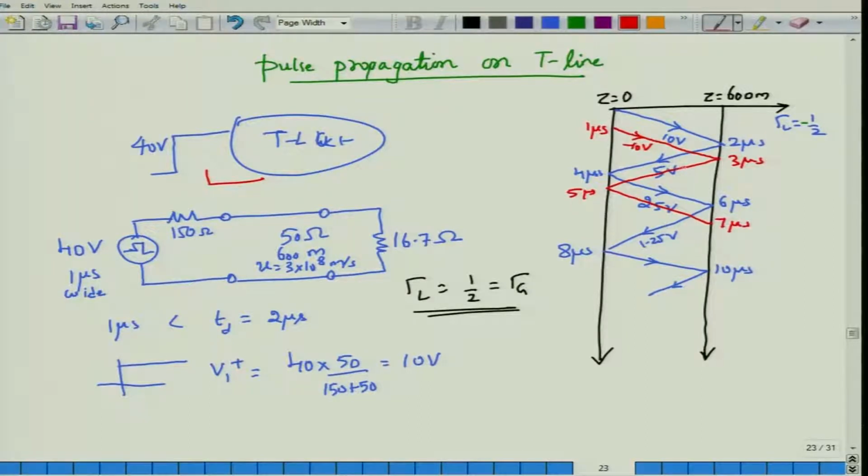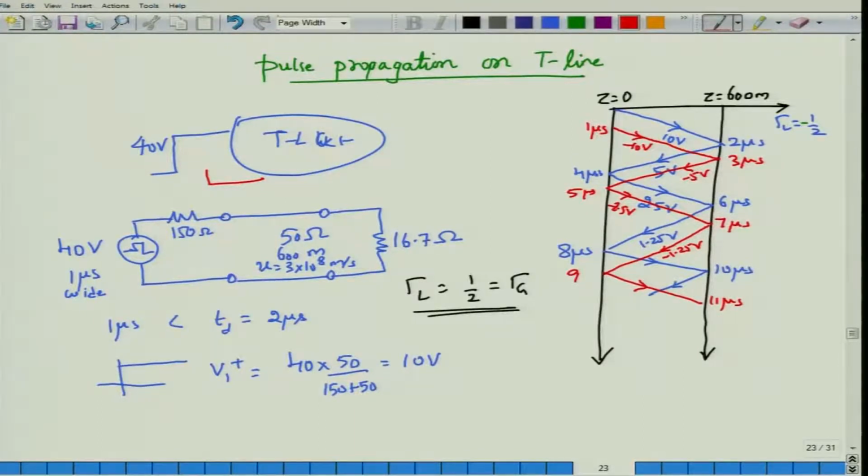What is the reflected voltage here? Minus 10 and half, so that would be minus 5 volt. Minus 5 volt getting reflected further by half will make it minus 2.5 volt, and minus 2.5 volt reflecting further will give you minus 1.25 volt and so on. So, from 7 this would reach at 9 microsecond, and from 9 this would reach at 11 microsecond. So, minus 1.25 volt and further reflection.